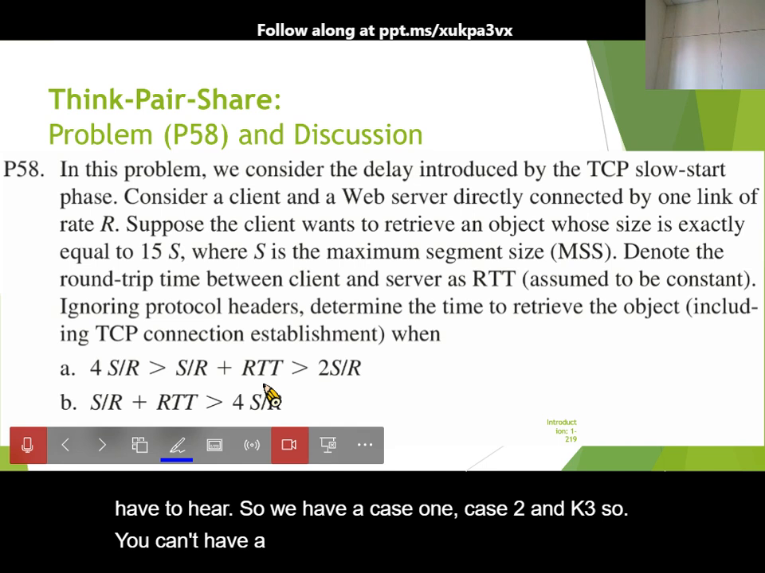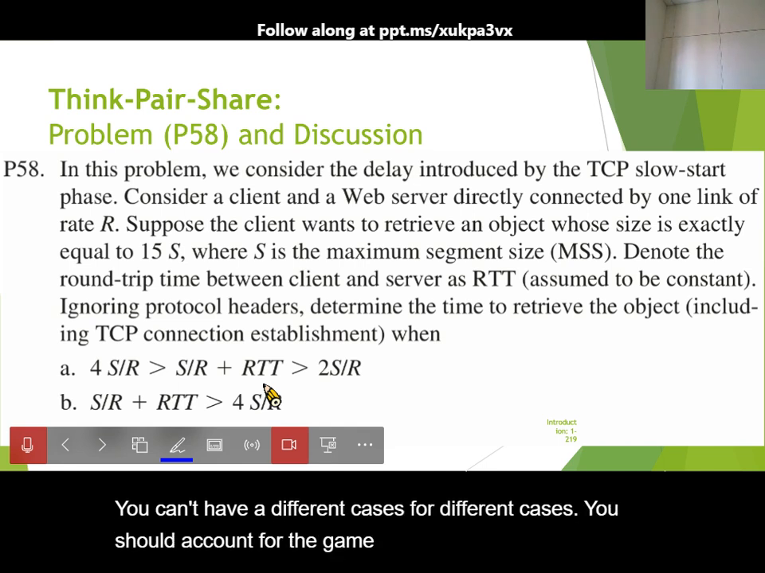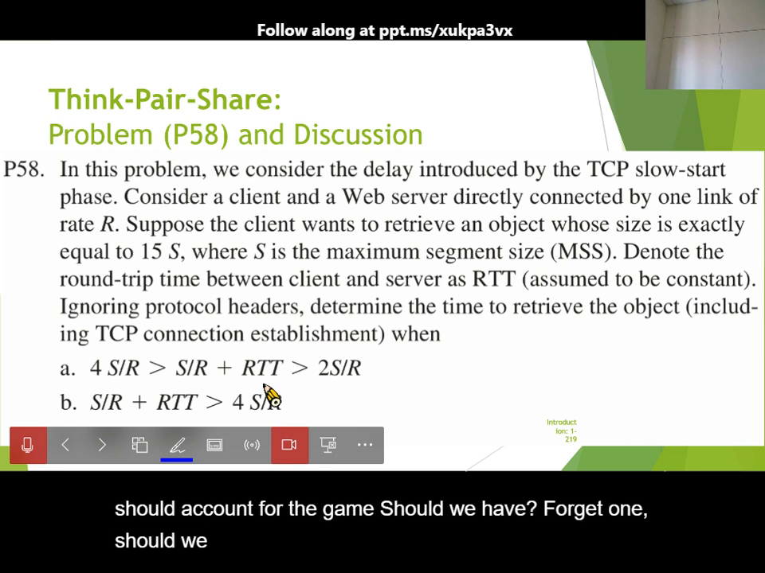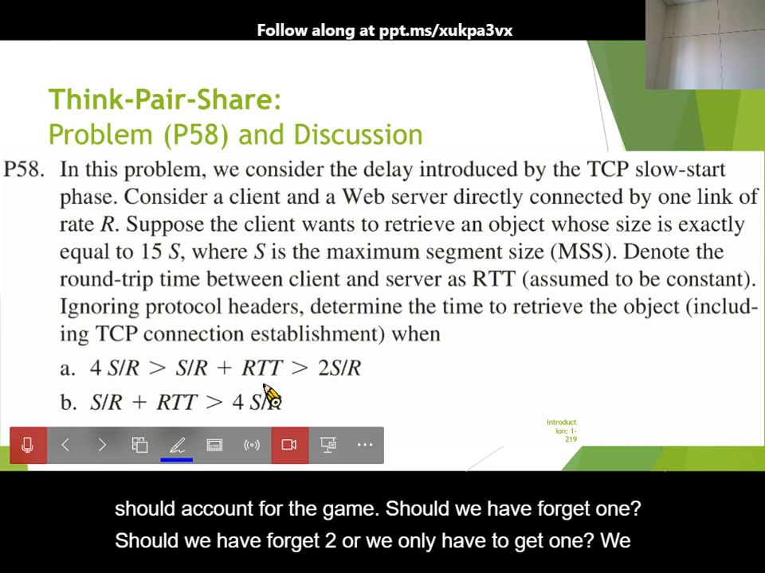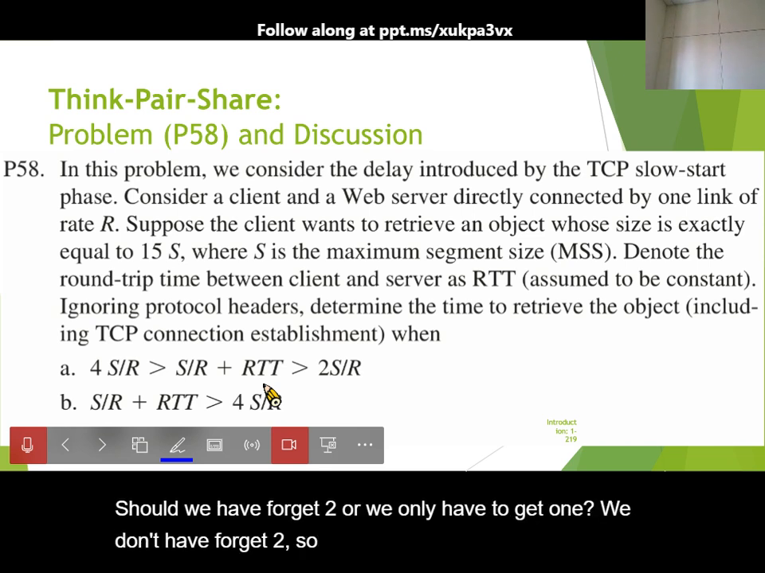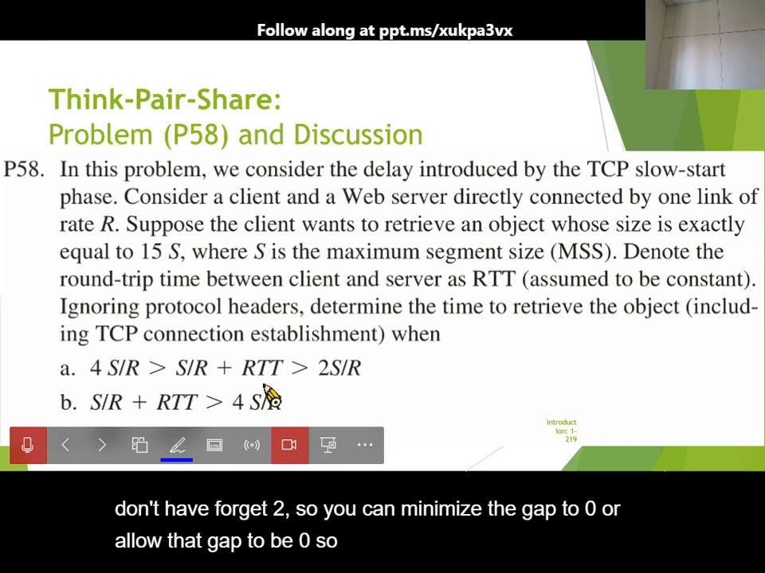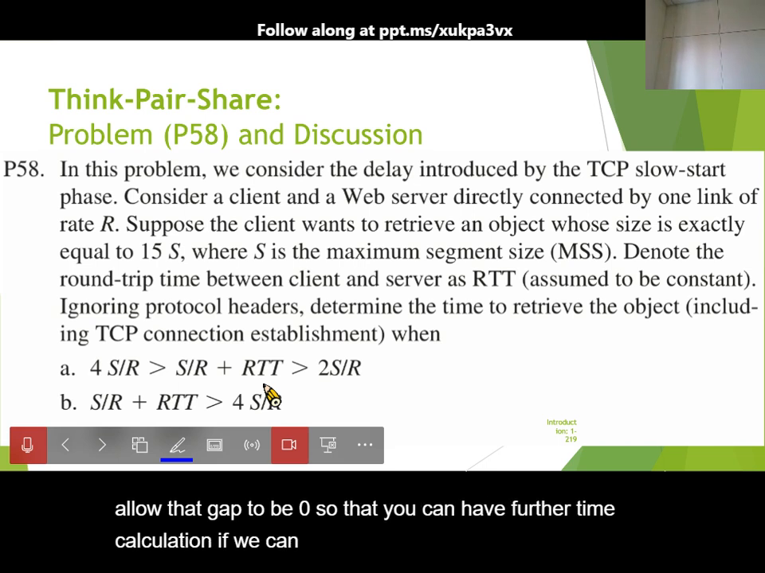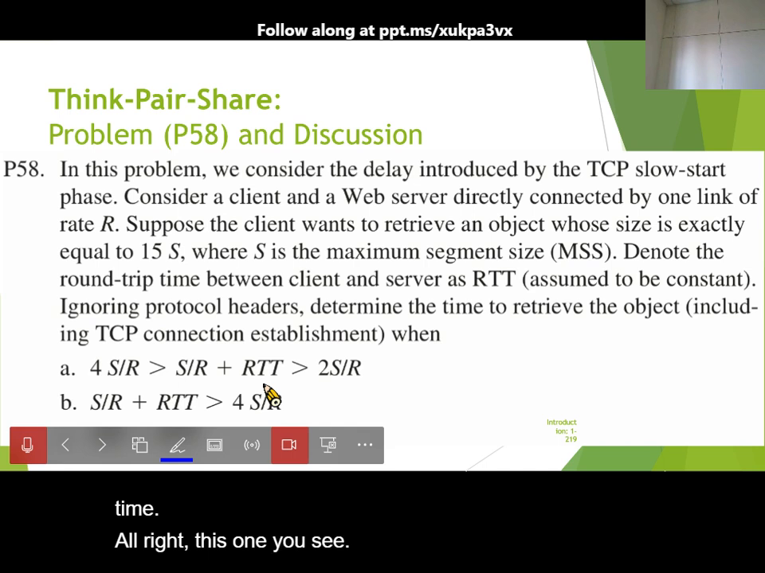So you can have different cases. For different cases, you should account for the gap. Should we have a gap 1? Should we have a gap 2? Or we only have a gap 1, we don't have a gap 2. So you can allow that gap to be 0, so that you can have the time calculation. If we consider the slow start to have the time. Alright, this one, you see? Delay introduced by TCP slow start.